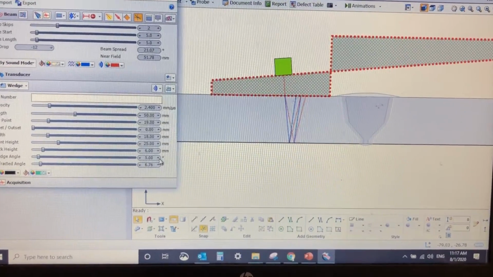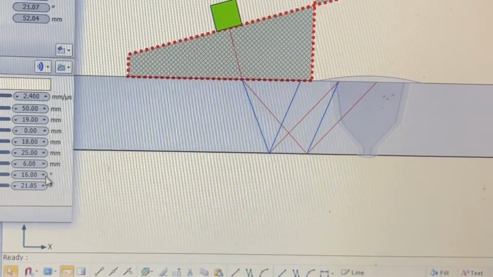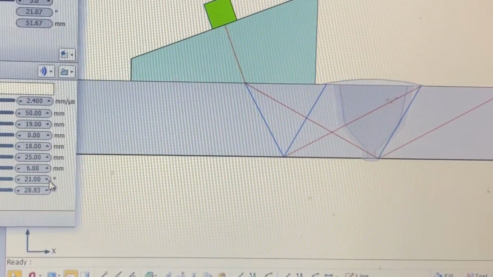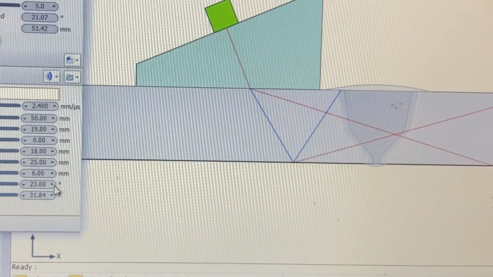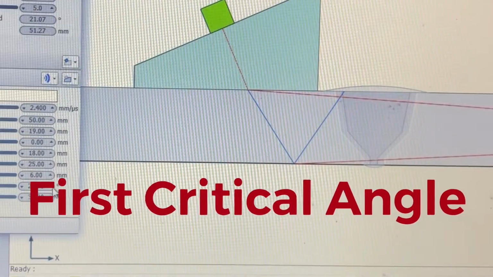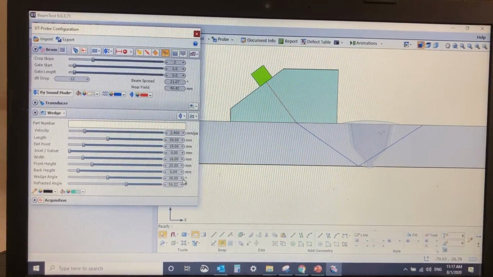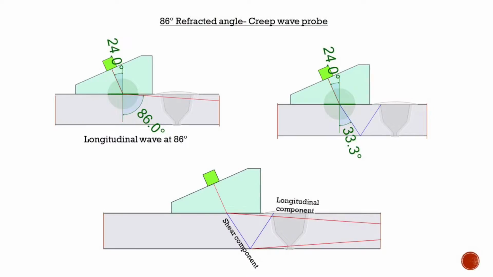This is a beam tool setup made to understand the concept easier. As we increase the wedge angle, we can see both longitudinal waves and shear waves are present. At a particular angle, the longitudinal waves merge with the surface and creep through the surface, called creep waves. After the first critical angle, there will be only shear waves, as we can see. Most shear wave probes are cut above this angle, and our creep wave probe is cut in such a way that it generates an 86 degree longitudinal wave.